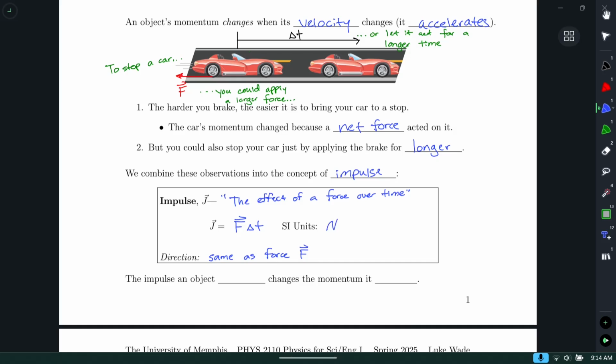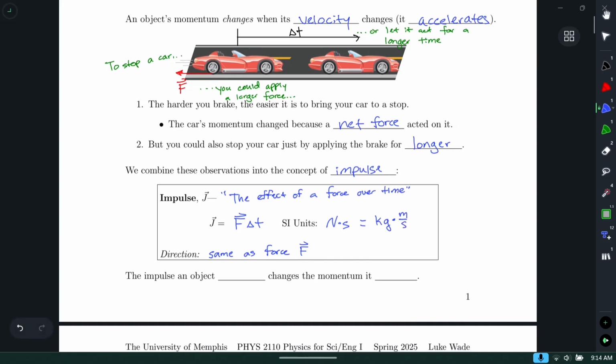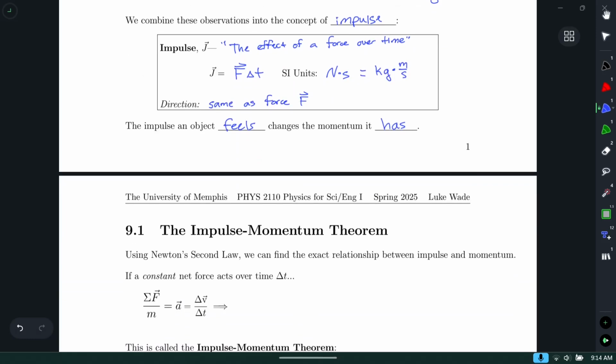And the units of this are Newton seconds, force times time. That does happen to come out to kilogram meters per second, same as momentum. That's kind of hinting at something. So the idea here is stuff has momentum, but you can change it by applying an impulse. The impulse your object feels as a result of some other thing applying it is what changes the momentum the object has. So those are our two relevant quantities for this chapter.